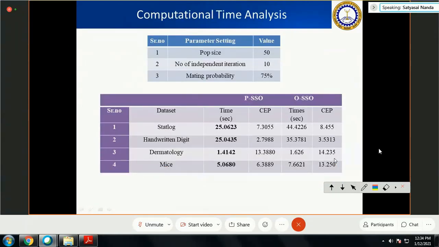If we observe the computational time, compared to the original SSO algorithm, which is computationally expensive, we have saved a lot of computational time for these data sets. Instead of 44 seconds, we are obtaining 25 seconds. Here for the handwritten data set also, the computational time is decreased. With classification error also, we have improved with the parallel SSO algorithm.